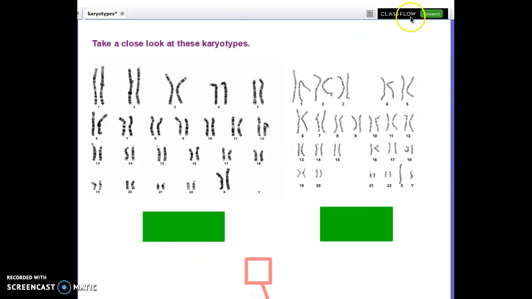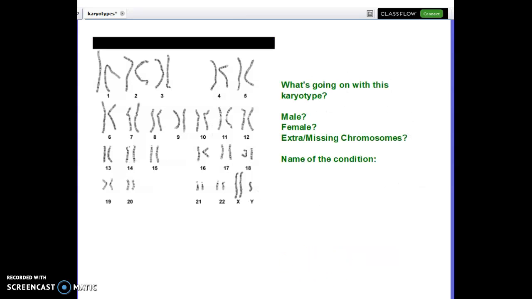All right, let's look at this one over here. See how there's 1 X and 1 Y? So this one must be a normal male, XY, and that is correct. Okay, let me show you some of these other ones that can get kind of crazy here.